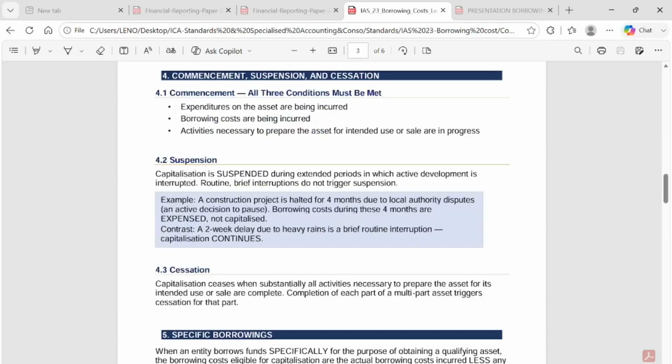Okay, now let us look at commencement, suspension, and cessation period. Now, all three conditions must be met. Very, very important. So the commencement, expenditure on the asset are okay. So let's look at the commencement first, before you can make a decision that, okay, now I can capitalize on this borrowing cost. The commencement is very important.